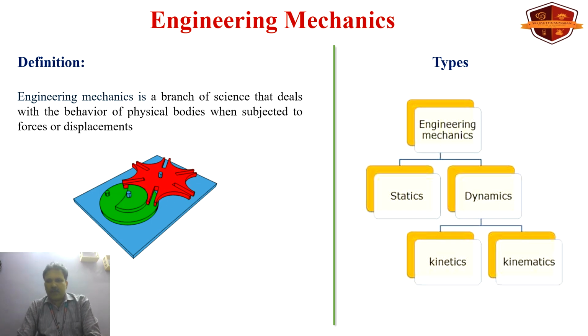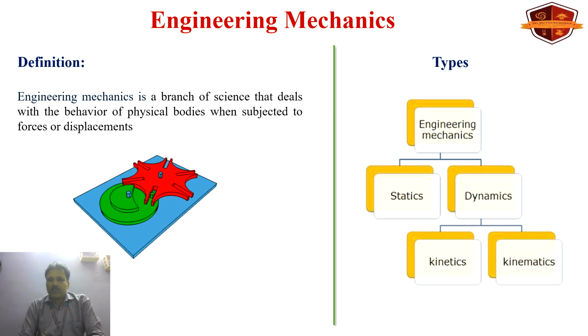So I want to give a basic definition before starting the important topics. What is engineering mechanics? Engineering mechanics is a branch of science that deals with the behavior of physical bodies when subjected to force or displacement. Whenever a force is applied to a body, something will happen to that body: either deformation will happen, or it will move to some place with some magnitude, or it will move in some direction also. That we will study. We are going to study the behavior of physical bodies.